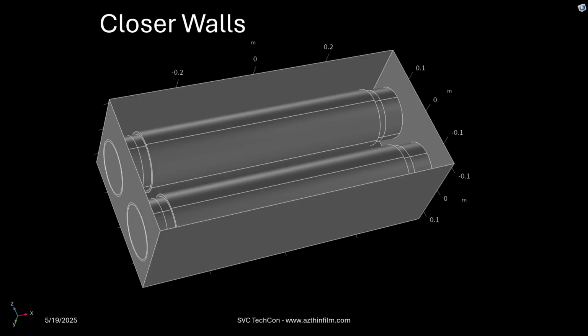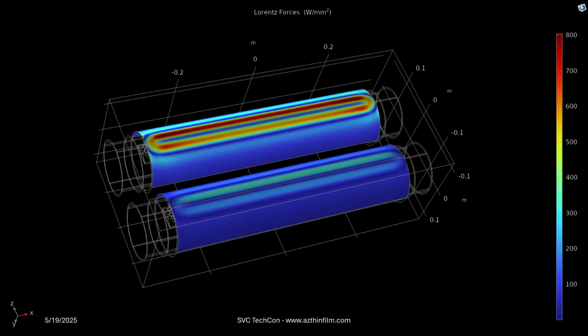So if we take all that and we make the walls closer as well, and then we go back and look at our Lorentz force. Now, remember, this is just static magnetic fields and electric fields. So now what has changed is our magnetic field is the same, but our electric field is now taking the wall into consideration. In this particular one, the wall is grounded.